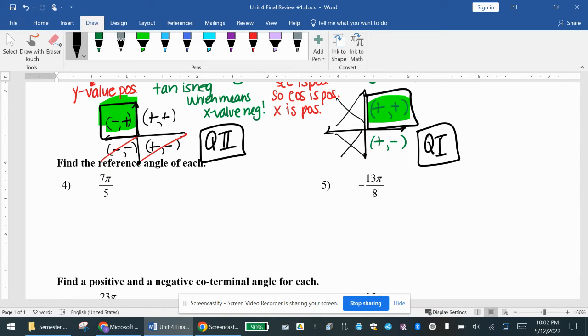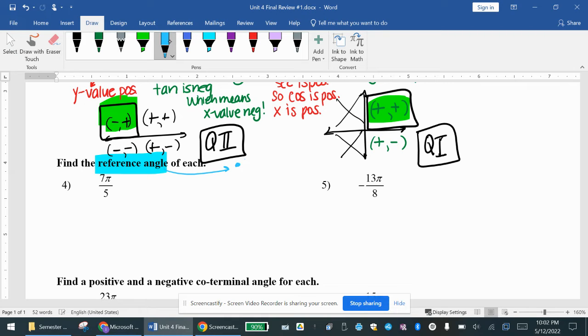All right, one of the vocab words that was really important in this chapter was reference angle. Okay, so reference angle has a couple of rules. In order to be a reference angle, it has to be acute, which means less than 90. It's always to the x-axis, and it must always be positive.